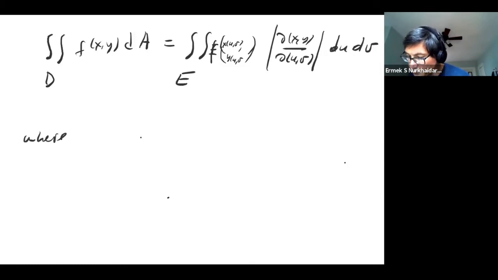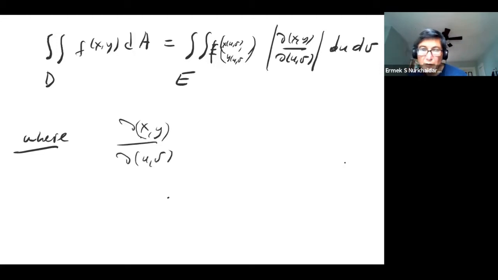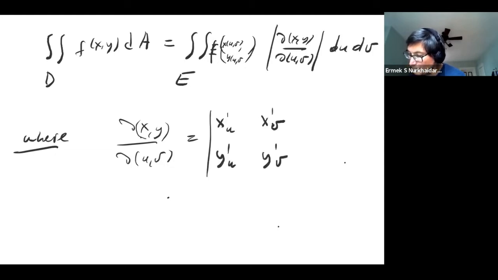So where Jacobian, that is Jacobian from x, y to u, v, is we're going to treat x as a function of u and v, so partial derivative of x with respect to u, partial derivative of x with respect to v, partial derivative of y with respect to u, partial derivative of y with respect to v. All right, so let me try to do a couple examples related to this.